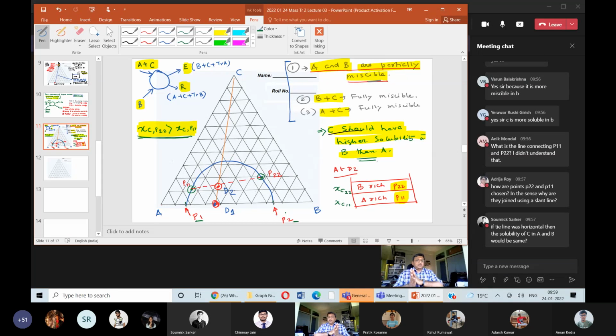The line would have remained horizontal had C had the same solubility in A and B. Roughly, it is yes. So others, I think both of you have the same question. I will take it up in the next class.